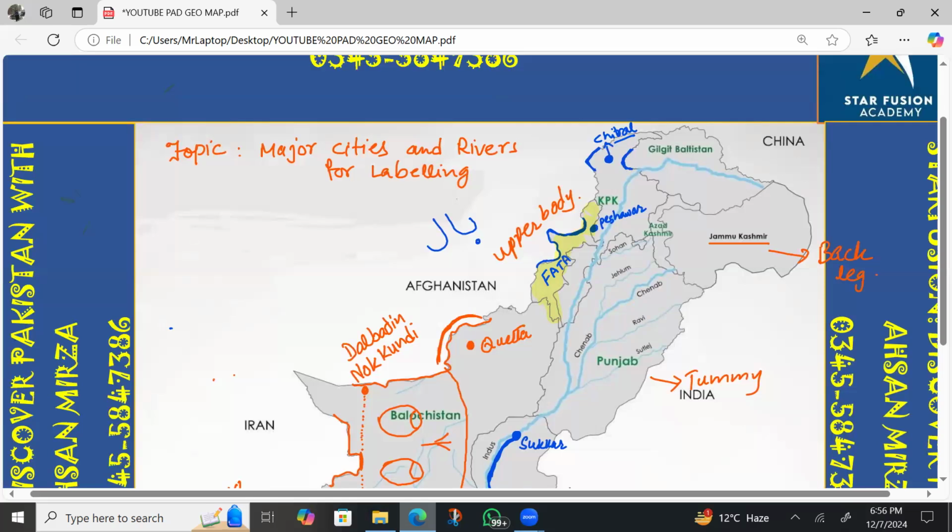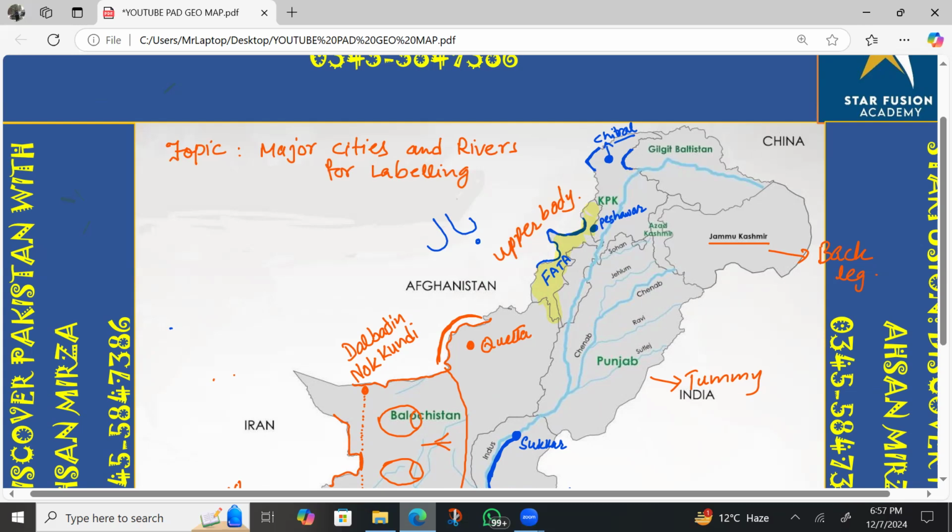It starts from the point where KPK is written and ends at Balochistan's boundary. So it is a very long area along the border of Afghanistan. That's why Afghanistan claims that FATA is not KPK's area, it is the area of Afghanistan. So they claim that this area must be given to Afghanistan. And that was about KPK.